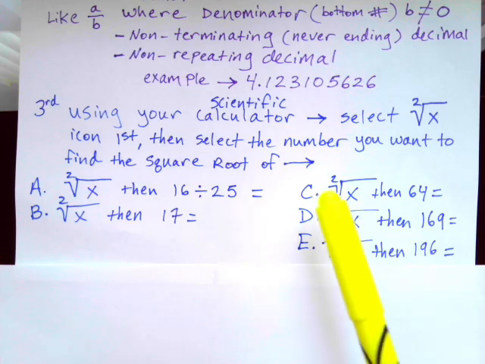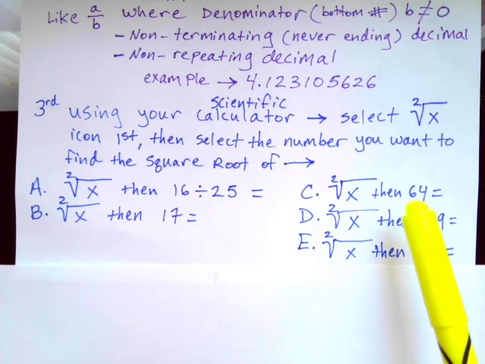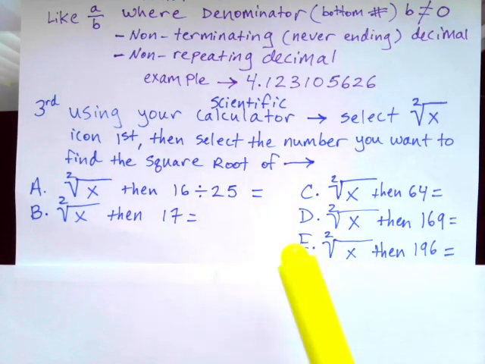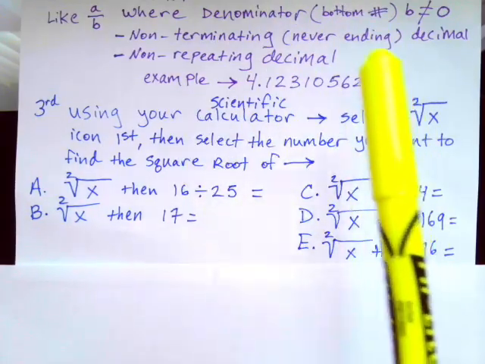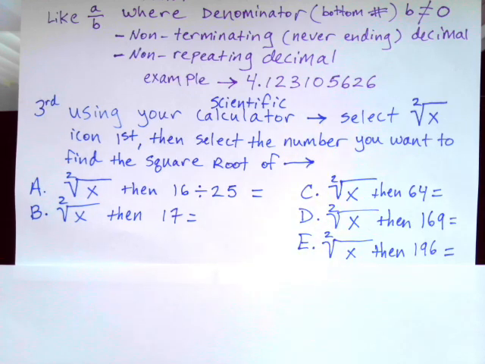Option C, hit that square root icon, then hit 64, hit the equal sign, it'll give you a value. Okay, hit it for option D, hit that icon, then the target number, 169, hit the equal sign, you'll get a value. For E, hit that square root icon in your calculator, then hit 196, the equal sign, it will give you a value. Now, which one of these, A, B, C, D, or E, fits the irrational number? Well, that is going to be your answer.